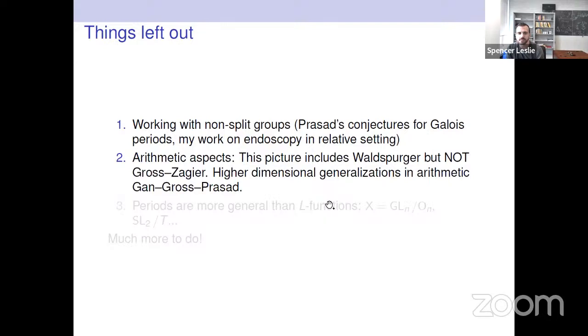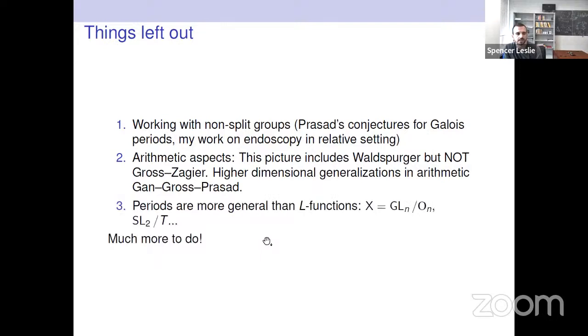One thing that I wanted to say, because it's shown up in previous talks, is that this picture includes the formula of Waldspurger, but it doesn't yet include the theorem of Gross and Zagier, where you replace the central L-value with the derivative when an epsilon factor is -1, and the connection to intersection numbers. So higher dimensional generalizations of this exist in the arithmetic GGP and in other settings, and this should be understood in this context, but currently isn't.